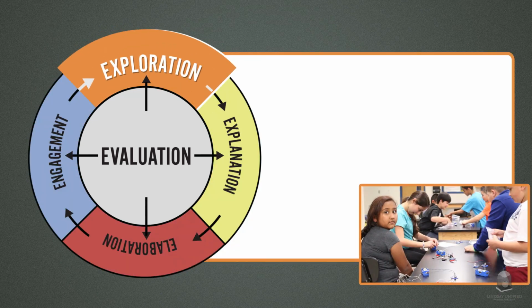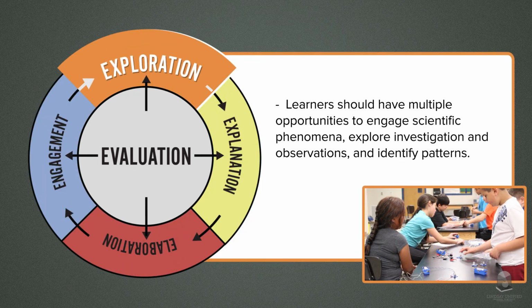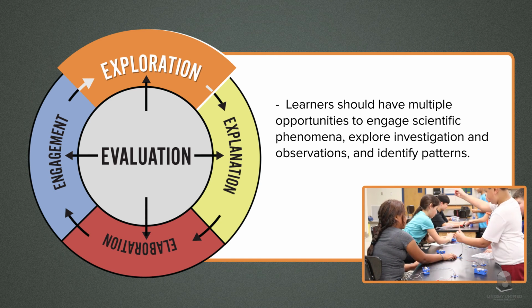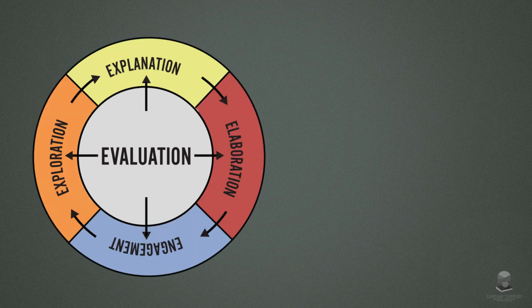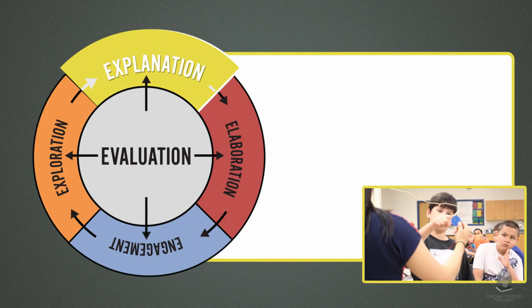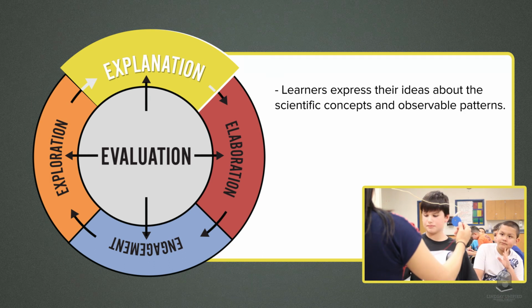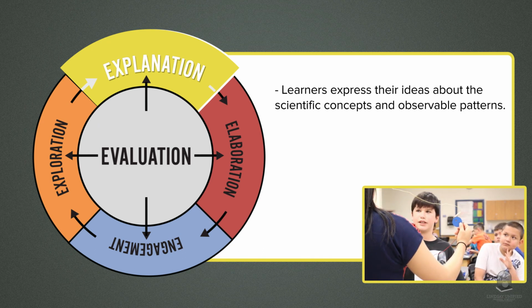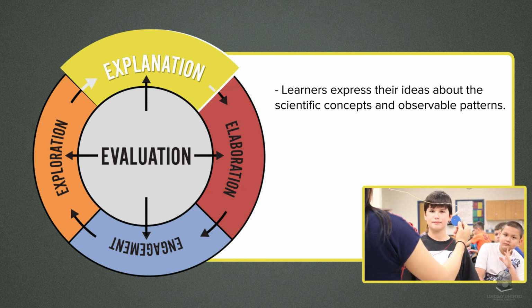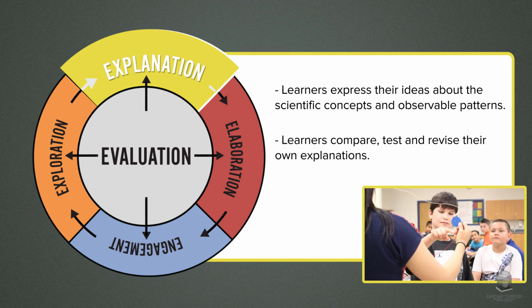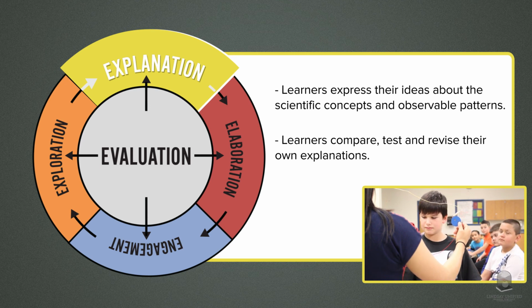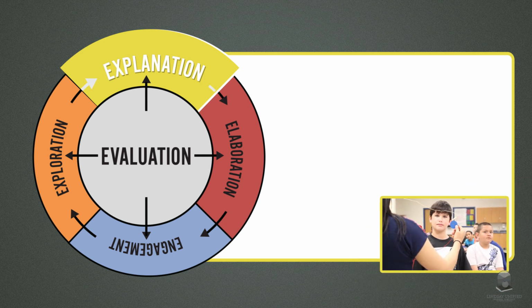In the explore phase, learners should have multiple opportunities to engage scientific phenomena, explore investigation and observations, and identify patterns. In the explain phase, learners are provided opportunities to express their ideas about the scientific concepts and observable patterns. In addition, they should have opportunities to compare, test, and revise their own explanations. It is key in this phase of the 5E lesson design that learners show what they know about new scientific concepts in various ways that align to the scientific and engineering practices.